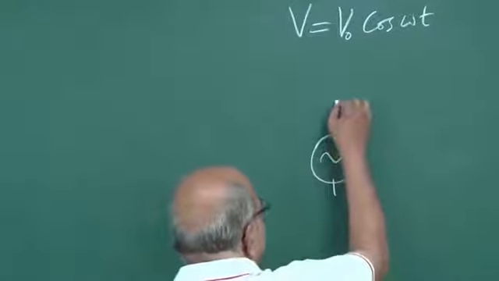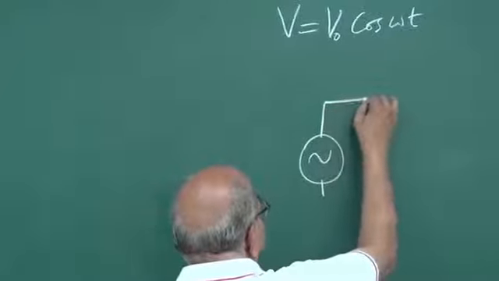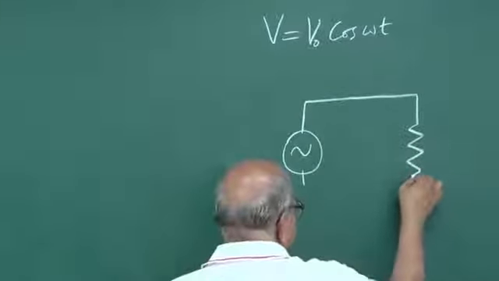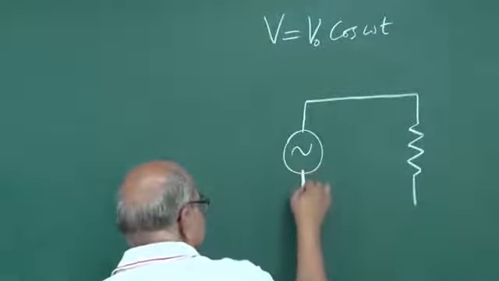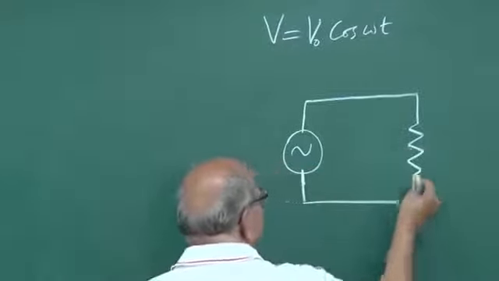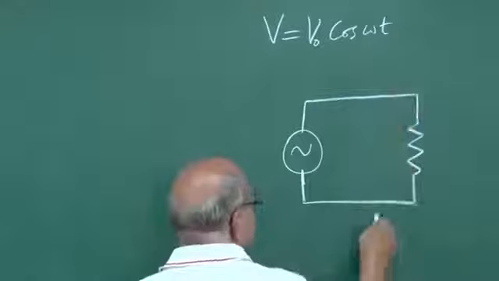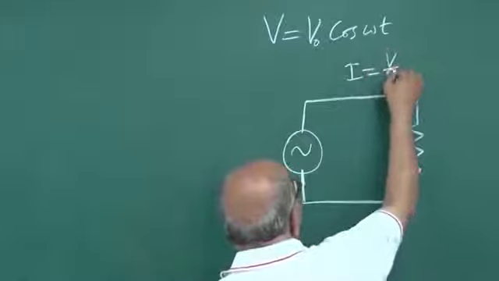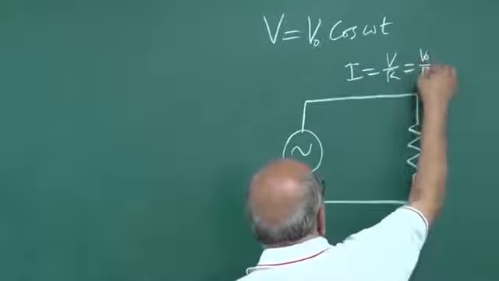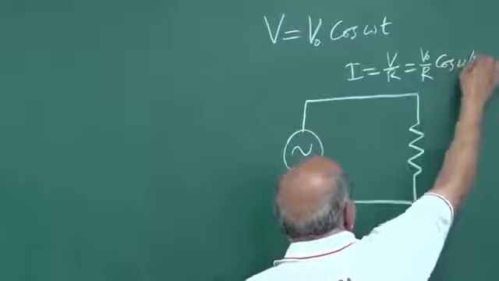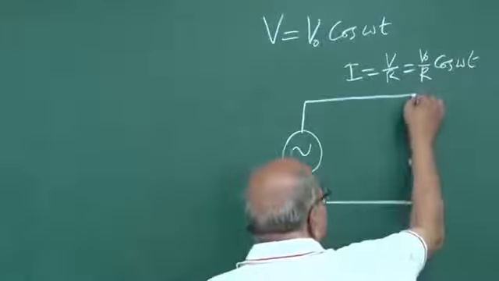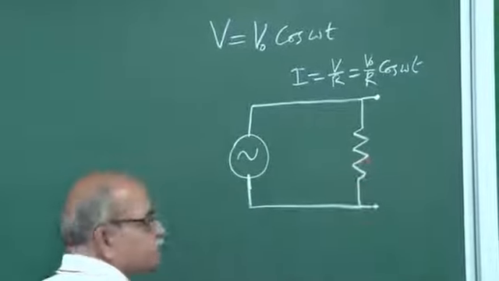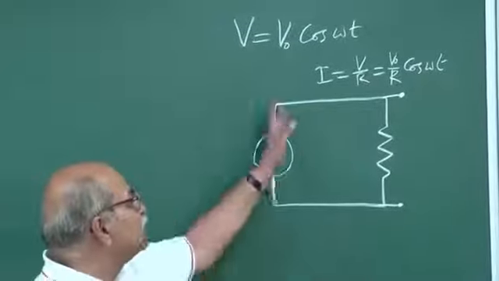And then let us say you have put this resistance here. Let us say this is just a resistance. What will happen? You know what will happen? You will have a current, and that current will be V naught by R cos omega t, that is it. And if I ask what is the voltage appearing on this resistor, that will be the same as the voltage appearing here.